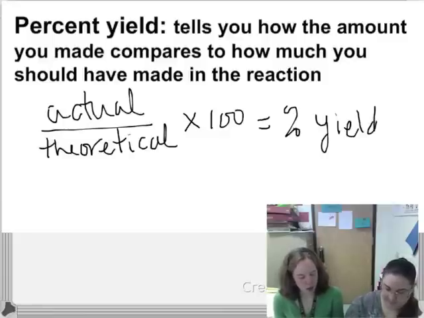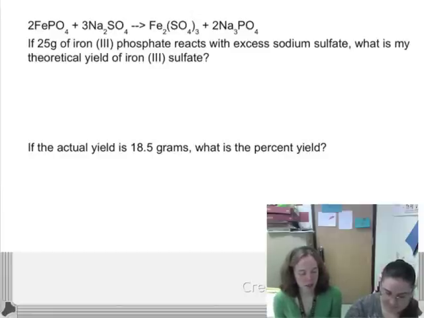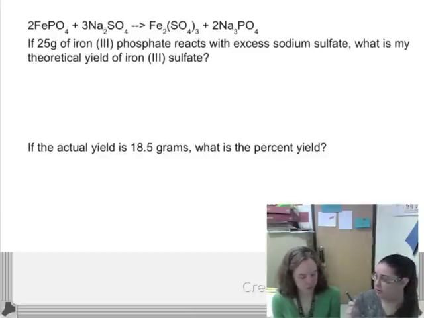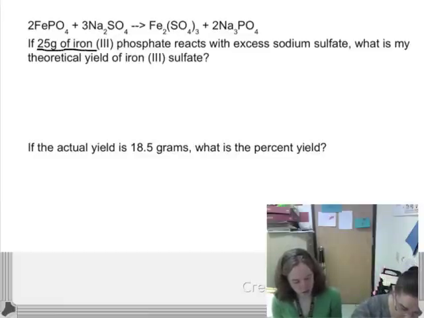So this first one, you'll have to just follow along. So we've got our chemical reaction. We've got iron phosphate reacting with sodium sulfate, and we get iron sulfate and sodium phosphate. So first thing we're going to do is identify our wanted and given. So I've got 25 grams of iron 3 phosphate, and that is my given.